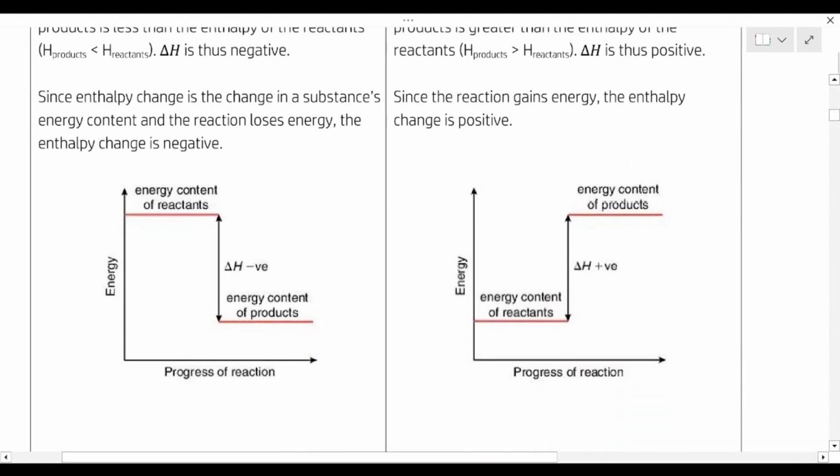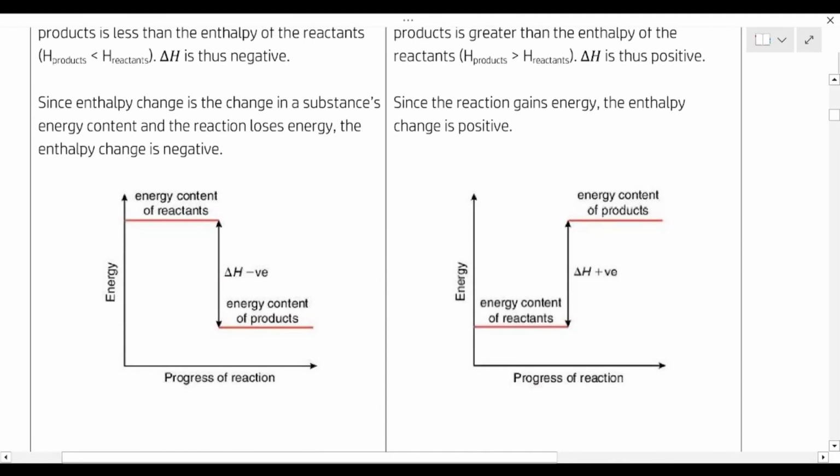Now, since the enthalpy change is a change in a substance's energy content, and we just said that the reaction loses energy, or energy is given off, the enthalpy change is negative. So it makes sense both ways: when you think about the products and the reactants, and when you think about the energy content or the overall reaction losing energy.